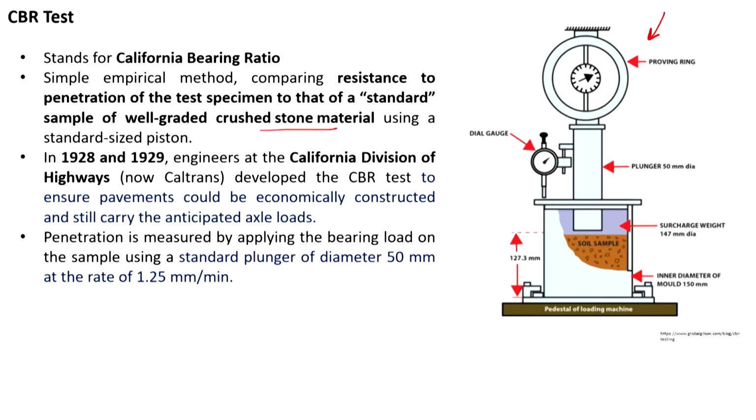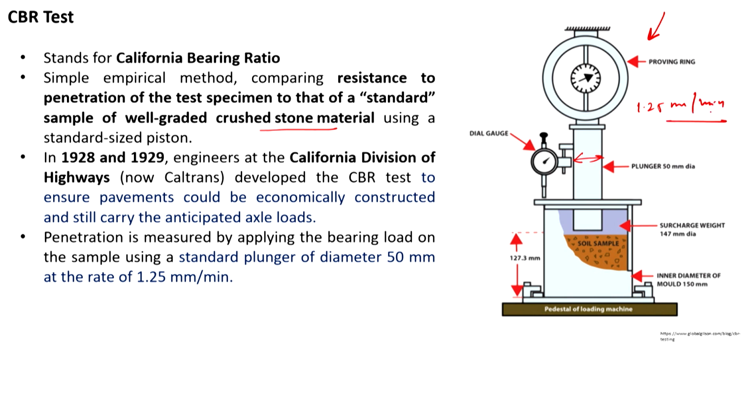Okay. So, in this test, we measure the penetration by applying a bearing load to the sample using a standard plunger. The diameter of the plunger, which you see here, is 50 mm, again a fixed value, and the penetration which has to take place is given at the rate of 1.25 mm per minute.